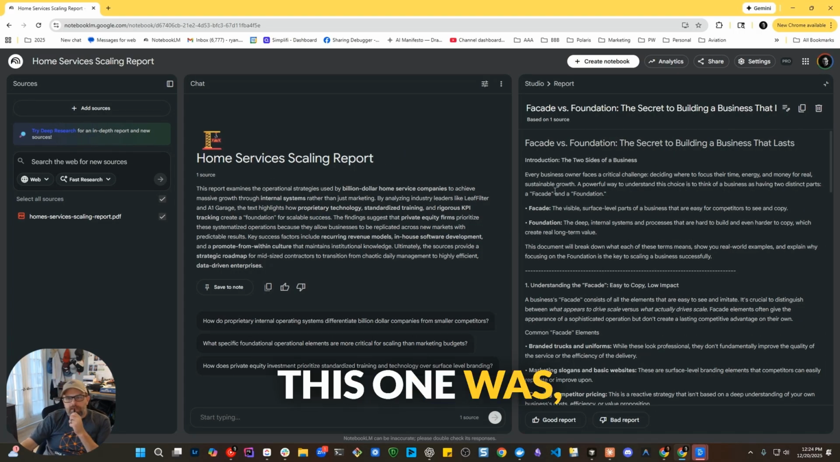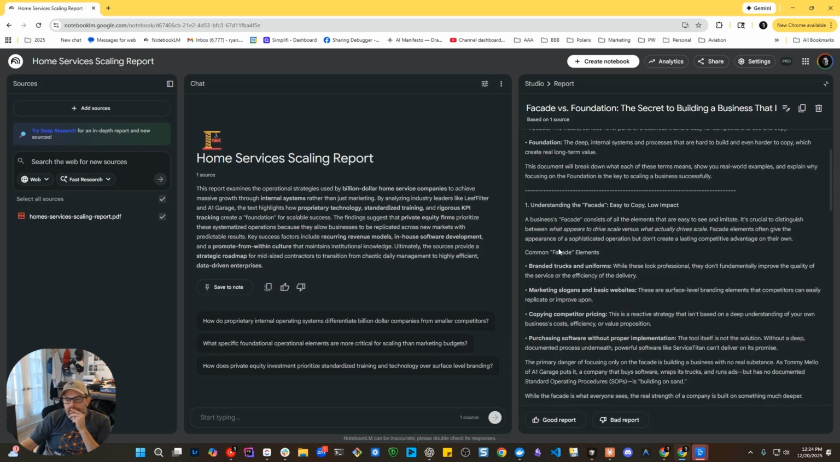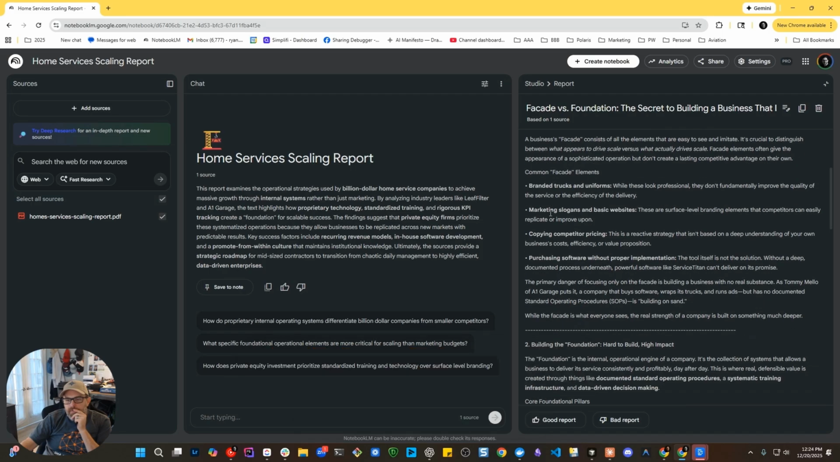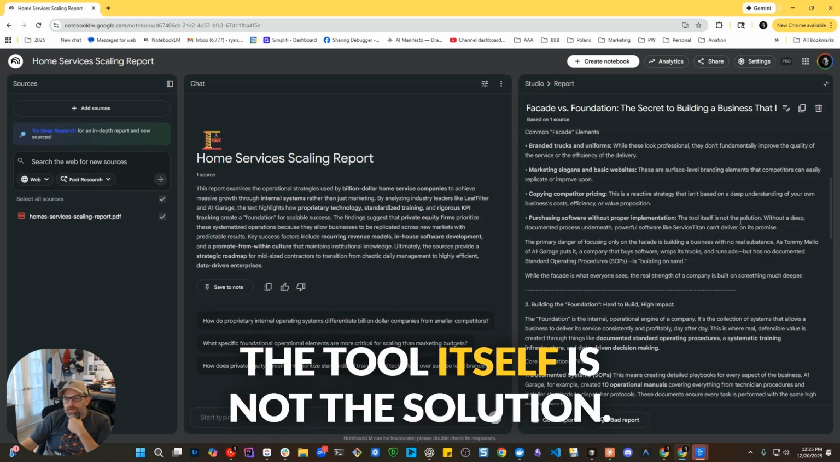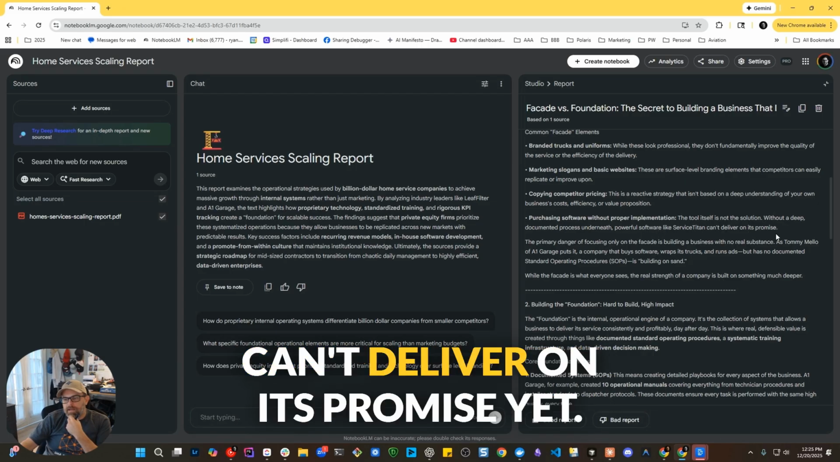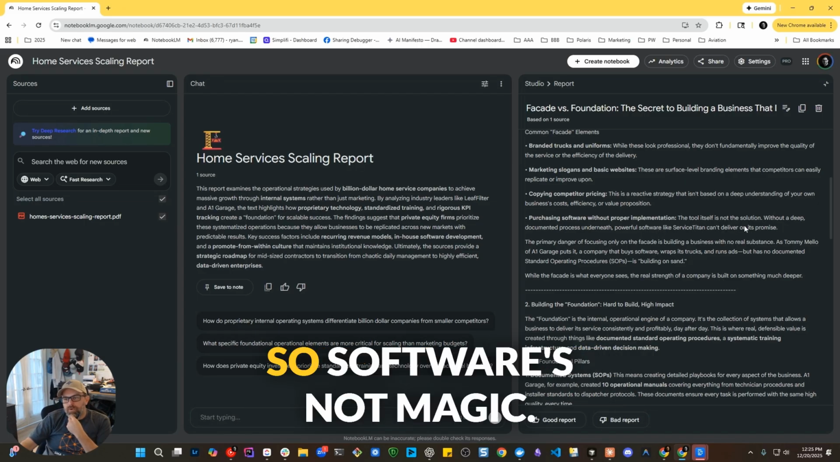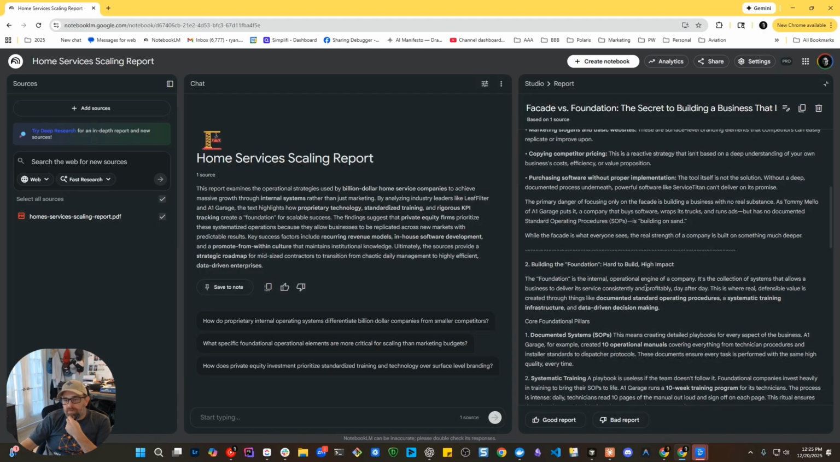Let's see. This one was Facade versus Foundation. So here's understanding the facade. Yeah. The tool itself is not the solution. Deep documented process underneath. Powerful software like ServiceTitan can't deliver on its promise. Yeah. So, software is not magic. You can't just buy it. You have to implement it. Mm-hmm.